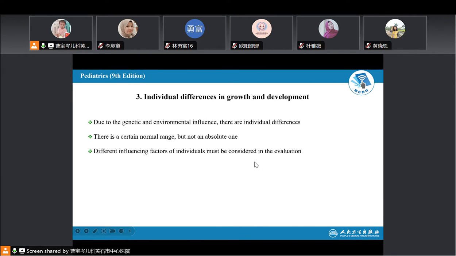Three is individual difference in growth and development. Due to genetic and environmental influences, there are individual differences. There is a certain normal range, but not an absolute one. Different influencing factors of individuals must be considered in the evaluation.